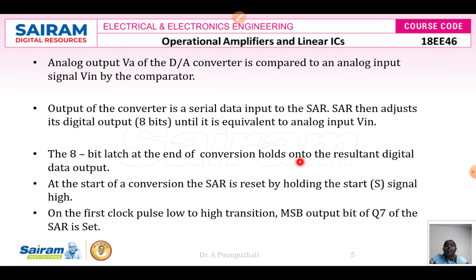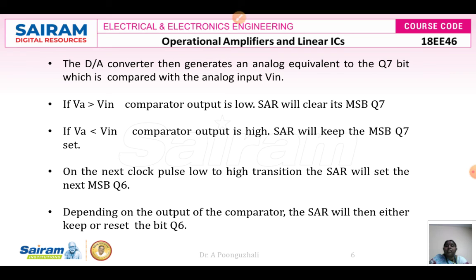At the start of the conversion, the SAR is reset by holding the start signal high. On the first clock pulse, the low to high transition, the MSB output bit Q7 of the SAR is set. The first MSB bit will be set and the D2A converter will convert this digital value to an analog voltage. Then it is compared with Vin.